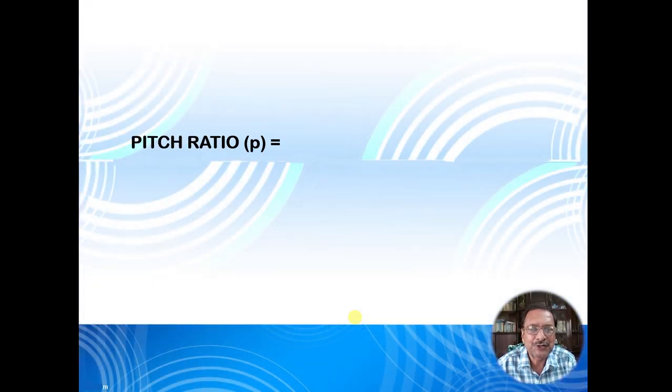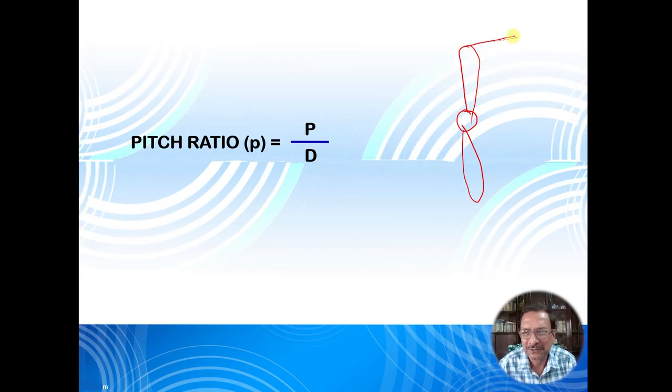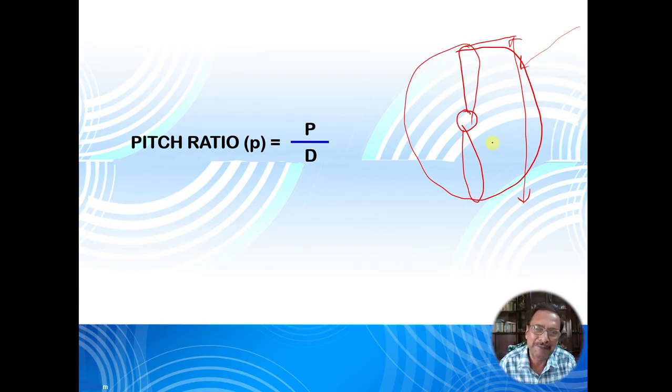Next we come to pitch ratio, which is a simple ratio of the pitch of the propeller divided by the diameter of the propeller. What would be the diameter of the propeller? If this is the propeller, with just two blades, the distance from this tip to this tip would be the diameter of the propeller. Or when the propeller rotates, it describes a circle. The diameter of this circle is the diameter of the propeller, and that is the pitch ratio.